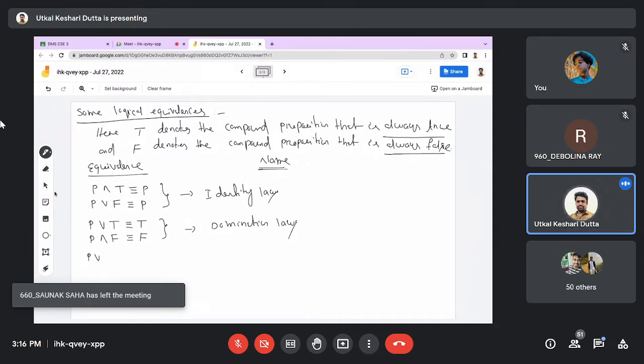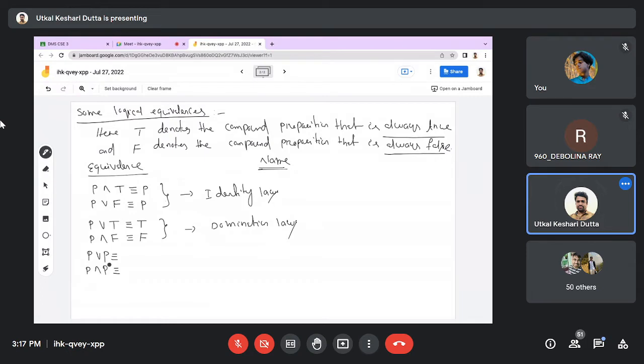P disjunction P will be equivalent to what? P conjunction P. It will be the same, simply P, depending upon P. These two laws are called idempotent laws.